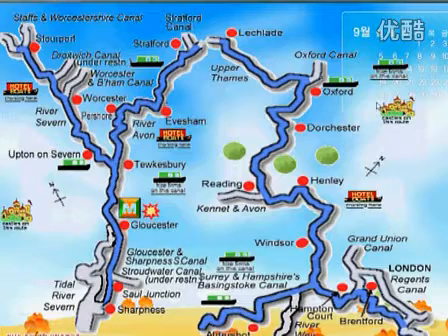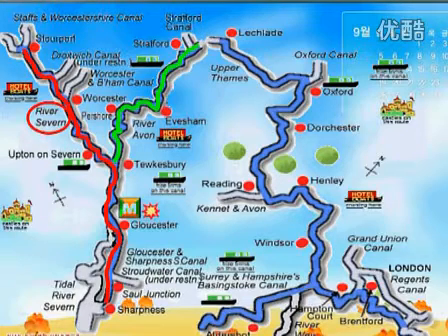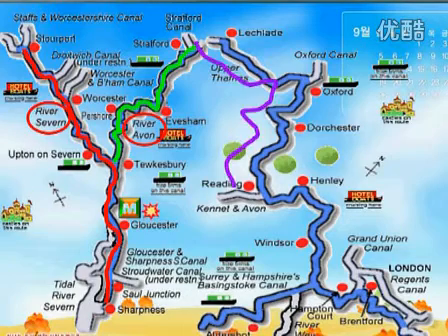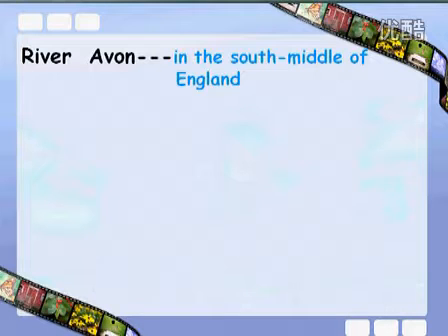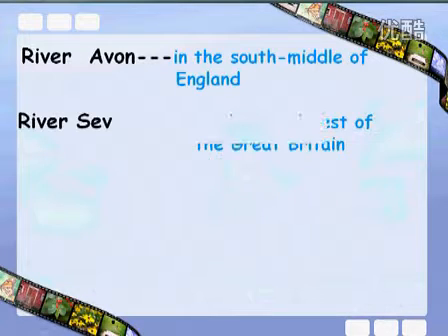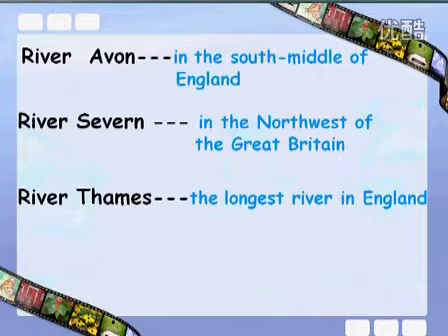Now next, I will introduce 3 main rivers in the UK. First, River Severn. Next is River Avon, Upper Thames. River Avon is in the south-mid of England. River Severn is in the northwest of Great Britain. River Thames is the longest river in England.